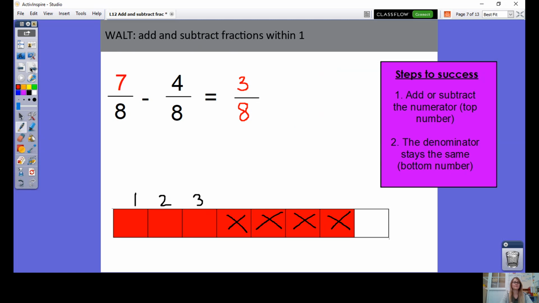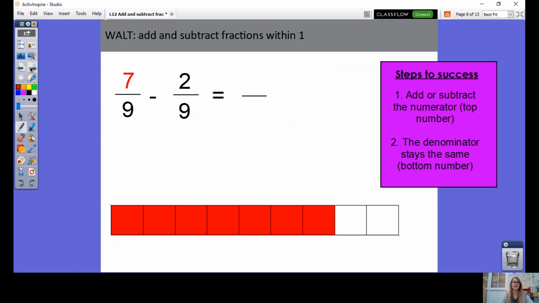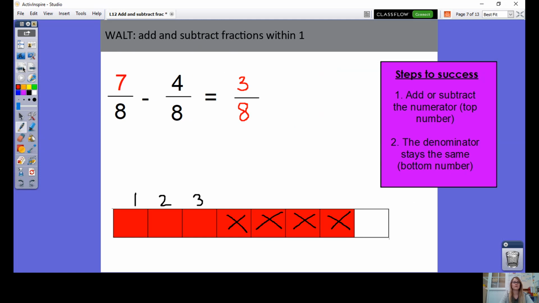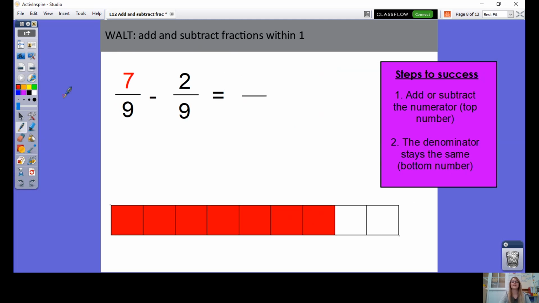Let's have a look at one more, and then we'll have a look at 3 fractions. So this time I have 7 ninths take away 2 ninths. Sorry, I was just checking I had the right question now because it's very similar. So 7 ninths take away 2 ninths. So again, I have 1, 2, 3, 4, 5, 6, 7, 8, 9. Okay, so 9 parts in total. Again, I've got 7 shaded in this time, representing my 7 ninths.